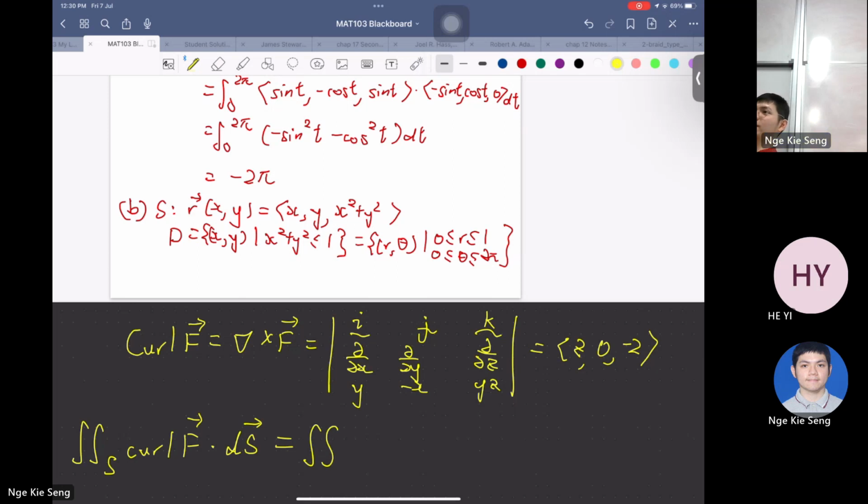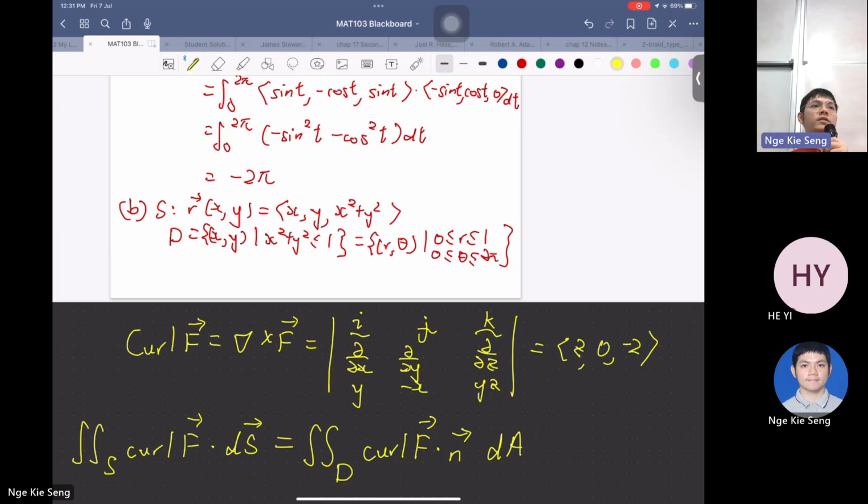Any idea? No? You need to integrate over the domain that describes your function. In this case, it's D. You need to integrate over the function domain that describes your surface. In this case, the dot product between curl and your surface is what? It's just dotting with the normal vector of the tangent plane, which is n, then dA.